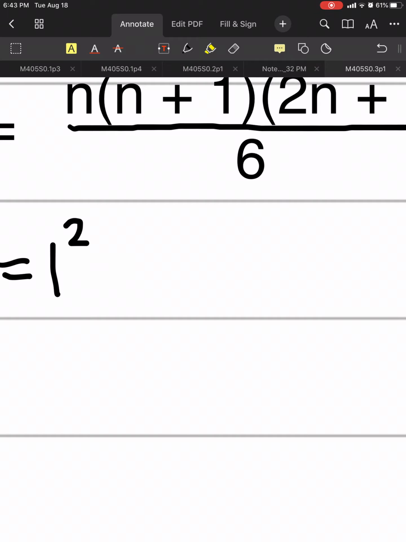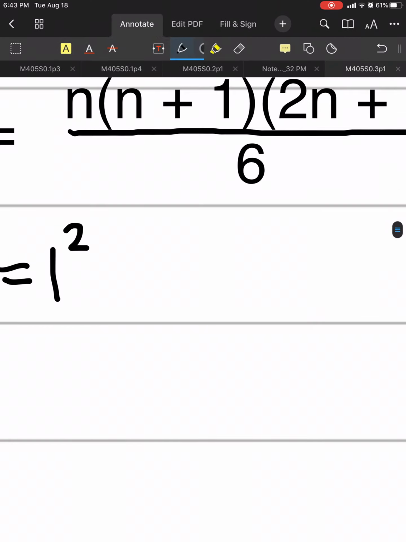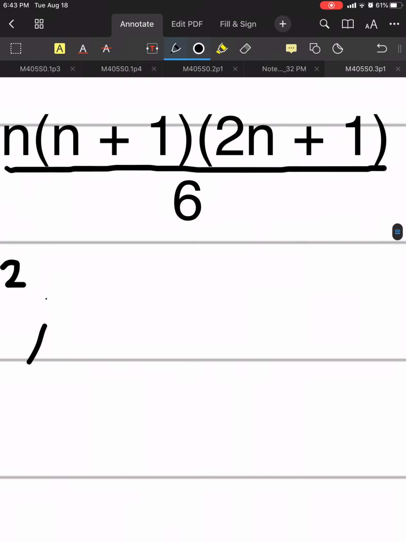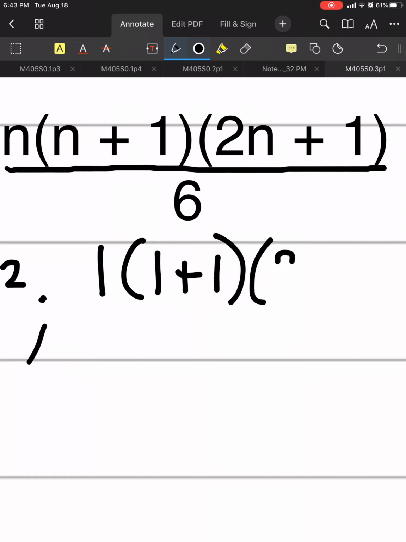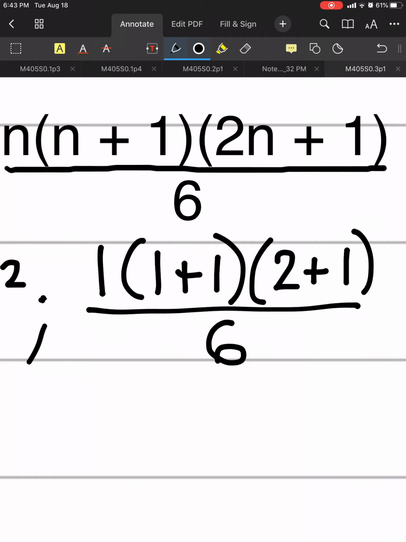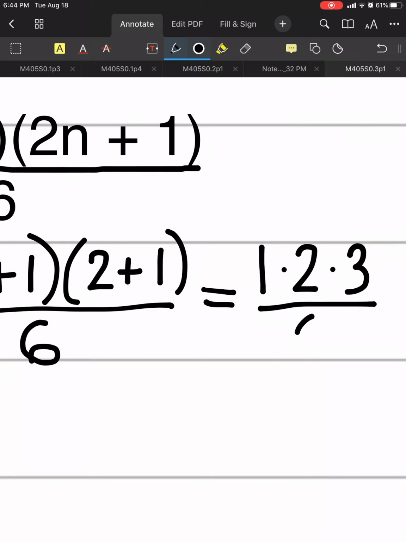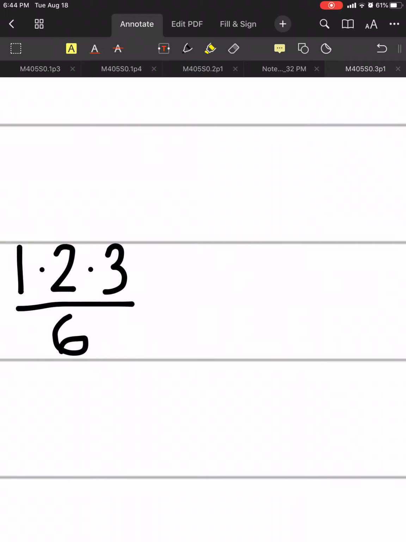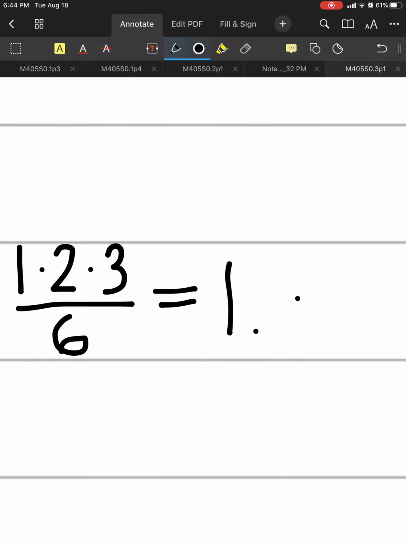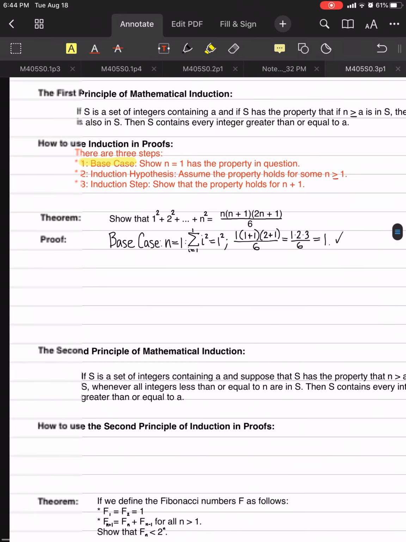You can also notice, if I plug n equals 1 into the other formula, I get 1 times 1 plus 1 times 2 plus 1 all over 6. If I expand that out, I get 1 times 2 times 3 over 6, which works out to be 1. So the base case checks out here.